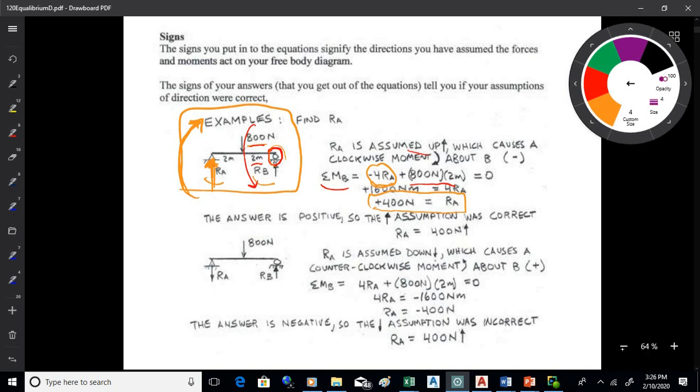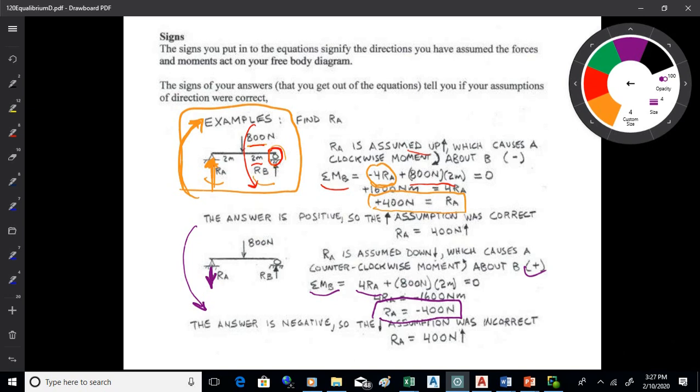Now, had I made the opposite assumption and assumed that RA was down, what would have happened when I did that moment about B? Downward RA would create a counterclockwise moment, which would be positive. So that goes in as plus 4RA. When I solve for RA, I get a negative answer. The meaning of the negative is it doesn't act down, it acts the other direction, it acts up. So that's what signs do in these equations.